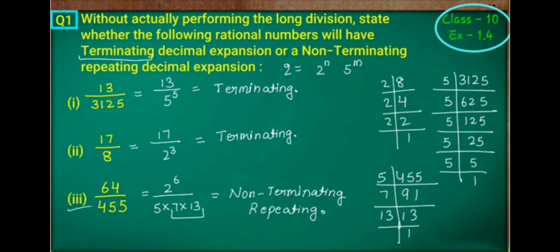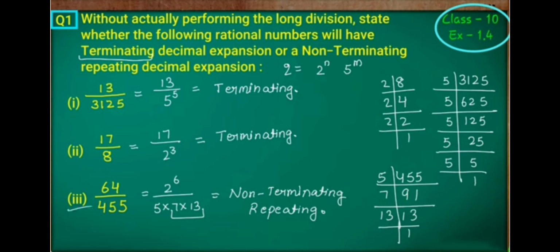Now exercise 1.4, question number 1. This is the question: without actually performing the long division, state whether the following rational numbers will have a terminating decimal expansion or a non-terminating repeating decimal expansion. Students, the rule is we find the prime factorization of the denominator. If it is in the form of 2 to the power n into 5 to the power m, or 2 to the power n, or 5 to the power m, then we can say that it is terminating.